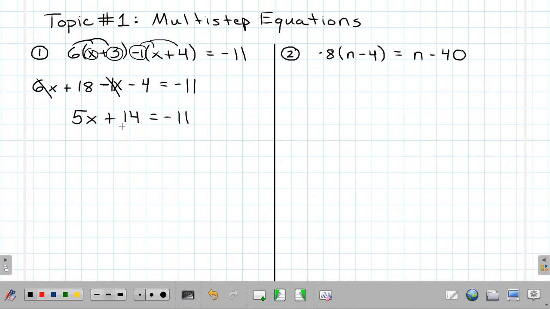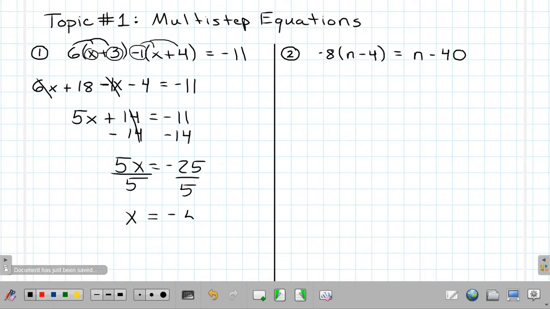Okay, and then now from here, just like all the rest of these equations pretty much, when you get to a certain point, you have a two-step equation. 5x is equal to negative 25. Divide by 5, so we get x in this case is negative 5. Now these are a little bit tougher, but you can check your answers with these.